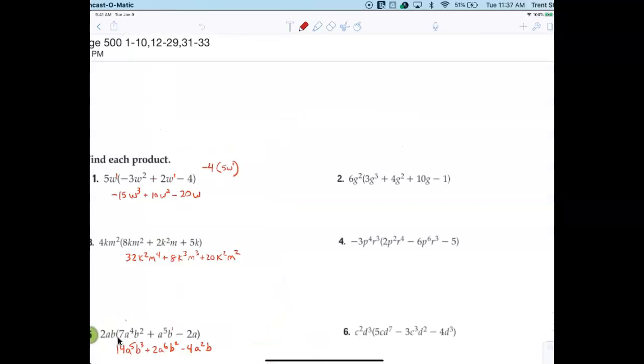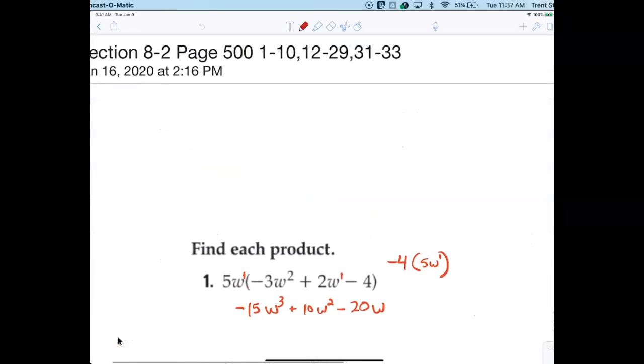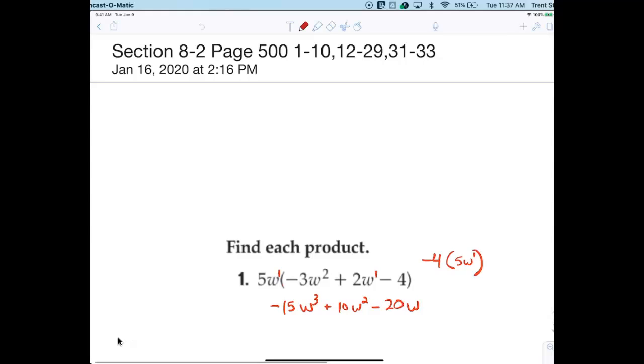Section 8-2, page 500, 1 through 10, 12 through 29, 31 through 33.